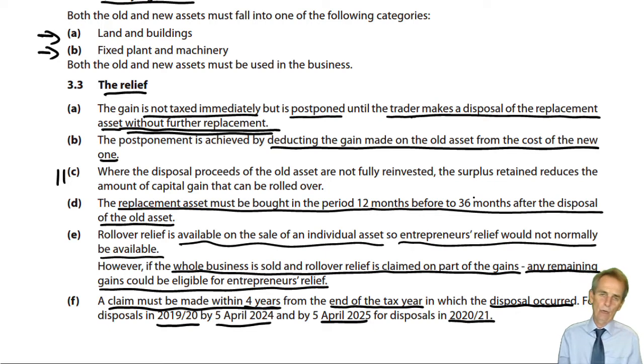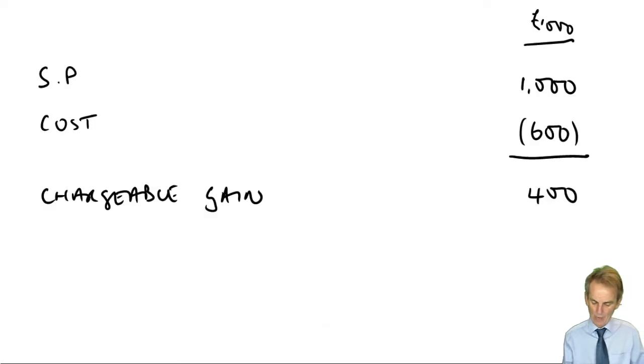If then we fail to reinvest those proceeds, then the gain will crystallise. If, of course, we sell and buy and fully reinvest, then the gain will continue to be deferred. Right. Let's have a go at a little example, therefore, whereby let's assume that we're dealing with an unincorporated trader who has sold off a property used within the trade. So land and buildings, qualifying business asset for purposes of rollover.